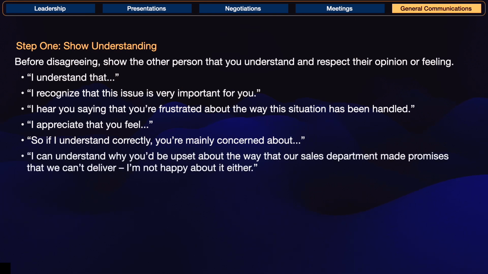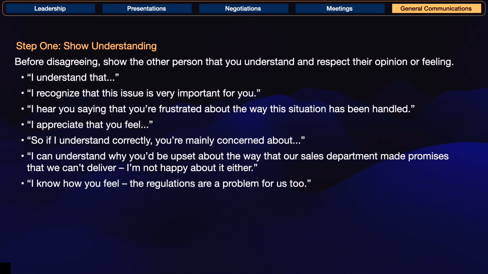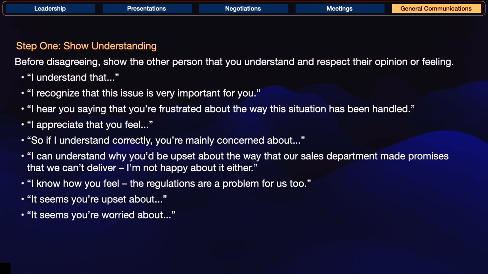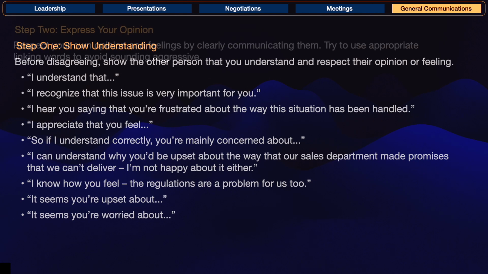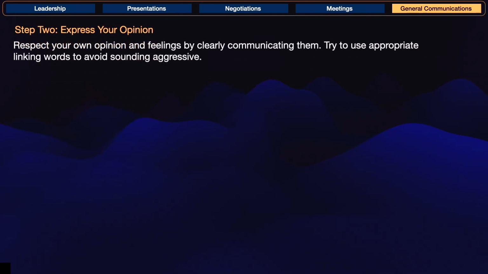I can understand why you'd be upset about the way that our sales department made promises that we can't deliver. I'm not happy about it either. I know how you feel. The regulations are a problem for us too. It seems you're upset about... It seems you're worried about... Okay, so that's step 1. Step 1 is all about showing how you understand. Step 2 is all about expressing your opinion. It's respecting your own opinion and feelings by clearly communicating.